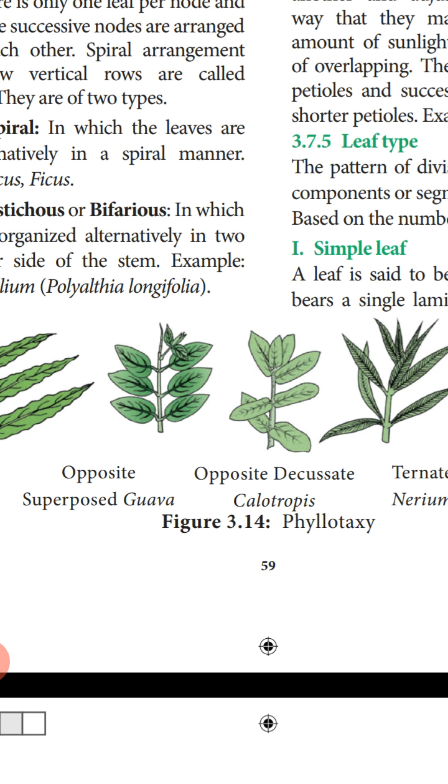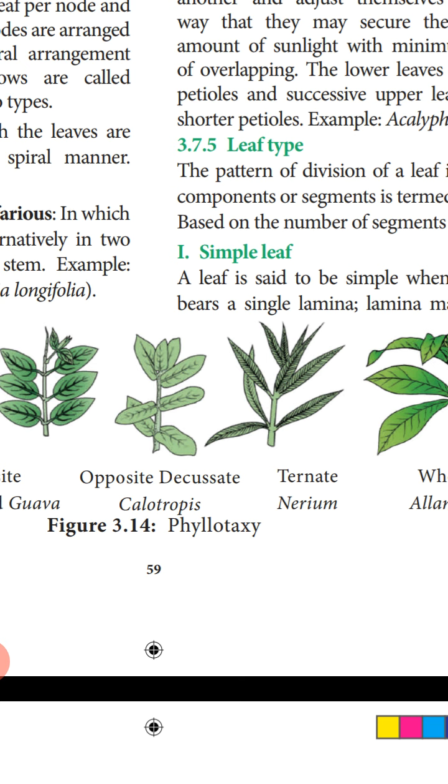Next you can see in the opposite decussate, in one node the leaf is present in one direction. In the successive upper node, the leaf is present at a right angle to the previous one. Then this is called the opposite decussate. So here, in the lowest node, suppose it is in the north-south direction, then in the successive node the leaves will be present in the east-west direction. So this is called the opposite decussate. An example for this is Calotropis.